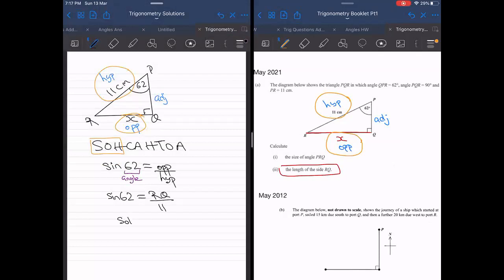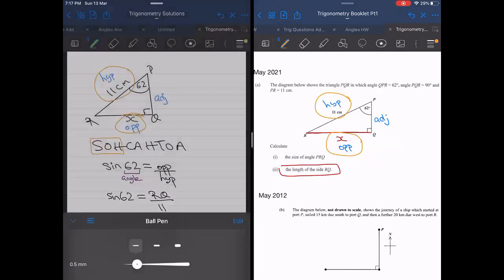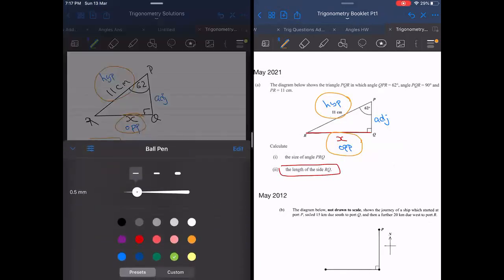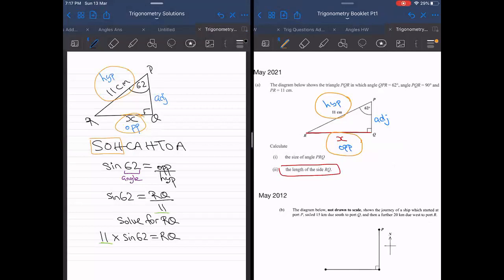Okay, then we need to solve for RQ. So the 11, which is divided, when I take it across, I am going to multiply. And you put that in your calculator, you press 11, the times button, sine 62, so no shift, just the sine and the 62. And you should be getting 9.7. So put it in your calculator and let me know if you're getting it.